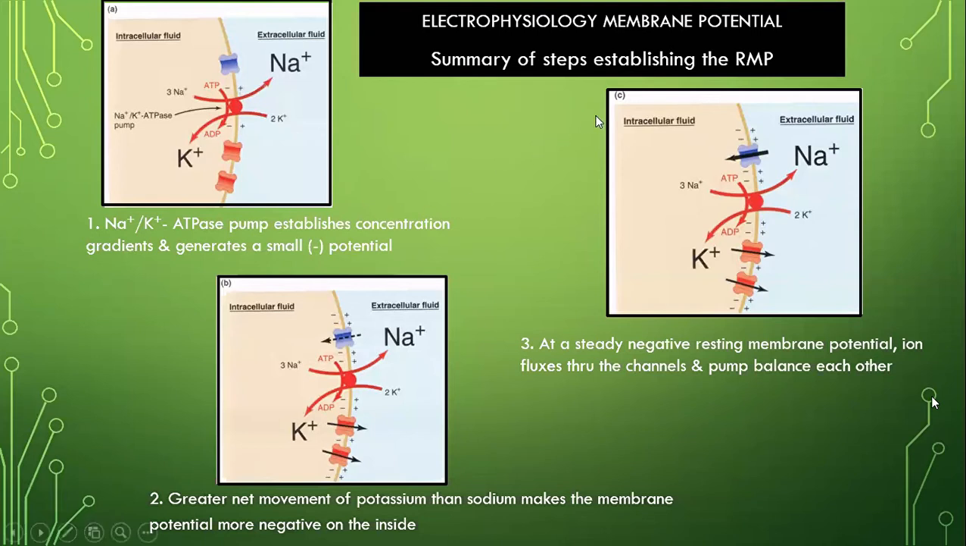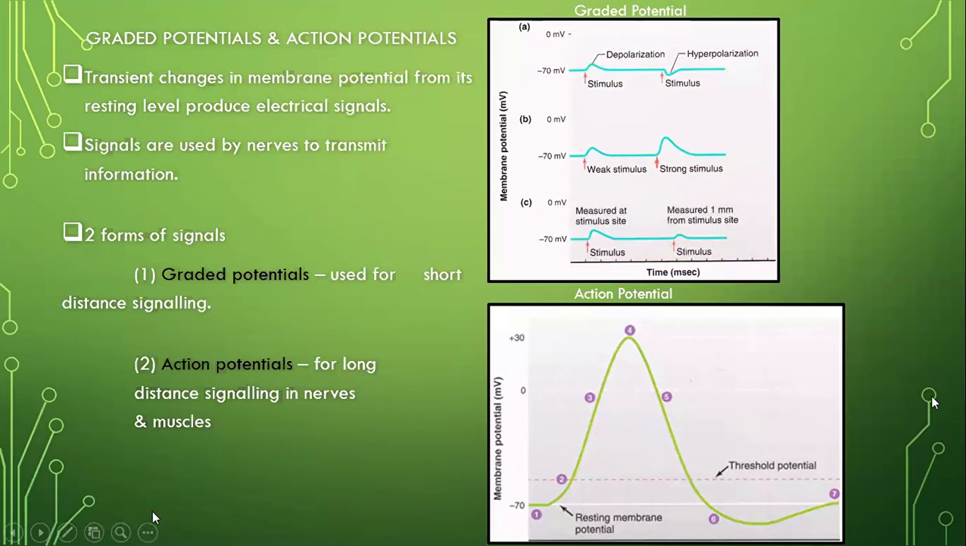So the greater net movement of potassium than sodium makes the membrane potential more negative on the inside, okay? Because it is more leaky. And then at a steady negative membrane potential, the ion fluxes through the channels and the pump will balance. And so the resting membrane potential is established at minus 70, near the equilibrium potential of potassium.